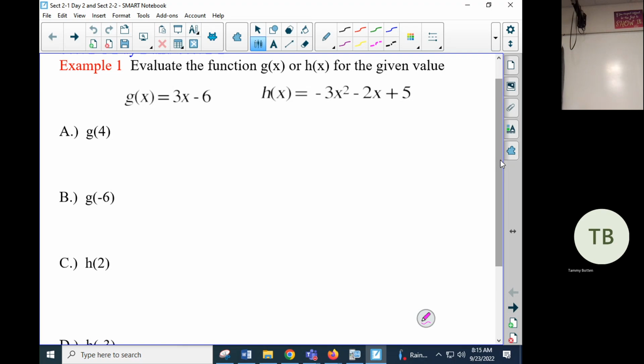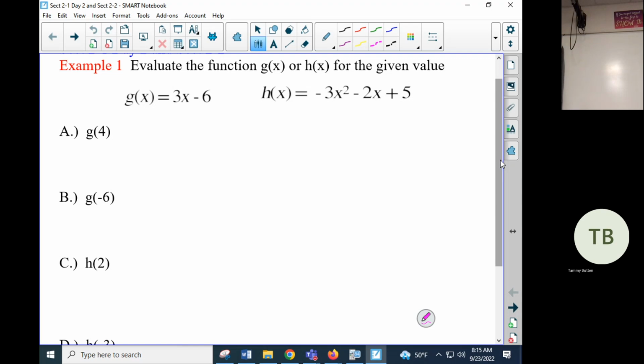So the first type of question that you're going to see is they're going to give you two or more functions in function notation. When it says g of x, that's the same thing as if it said y equals. The x is just saying what variable they have. So here, h of x, don't worry about the h or the g. That x is just saying what variable you have.